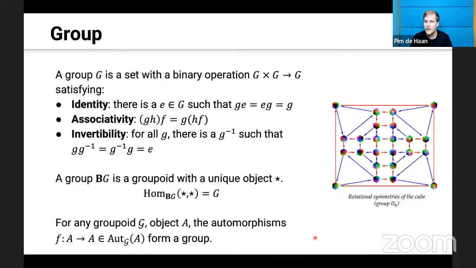Note that any groupoid also has groups inside of it, because for any groupoid and any object in the groupoid, the set of automorphisms forms a group, which, if you like to play around with, you can try to prove yourself. It's pretty straightforward.